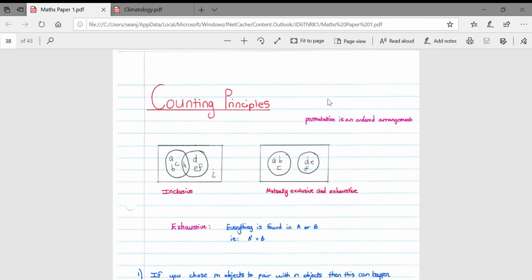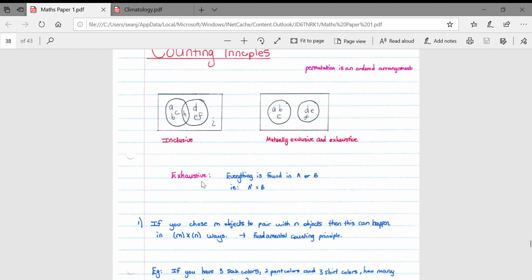This video will cover counting principles, which forms a small part of the maths syllabus. Obviously when we're looking at these notes, these first couple of diagrams, Venn diagrams, are just illustrating some conditional probability, which I talked about in my conditional probability video. Inclusive events, obviously, when there's an intersection between the circles, between the events. Mutually exclusive and exhaustive events, obviously no intersection, as well as no probability of something occurring outside of these two events given by I in this diagram.